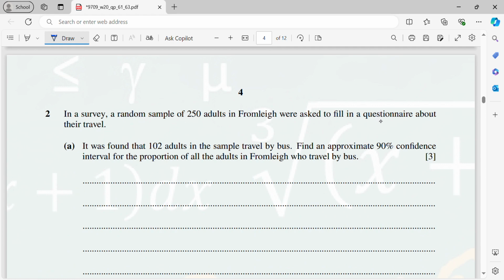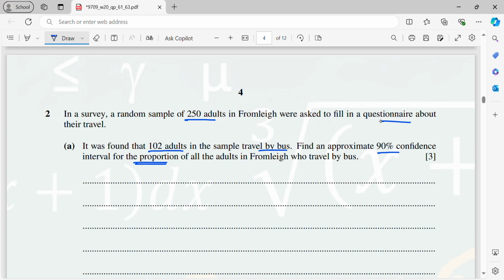Question number 2. In a survey, a random sample of 250 adults in Leith were asked to fill in a questionnaire about their travel. It was found that 102 adults in the sample travel by bus. Find an approximate 90% confidence interval for the proportion of all the adults in Leith who travel by bus.